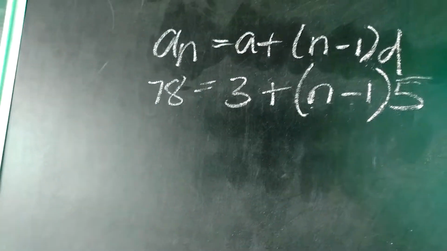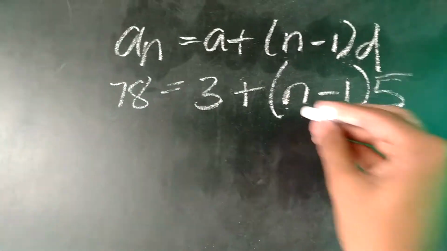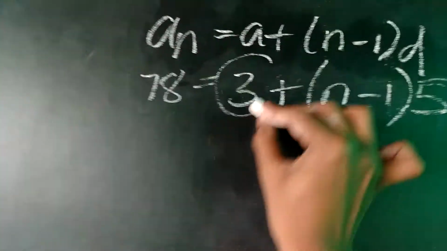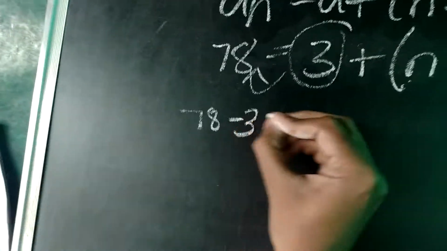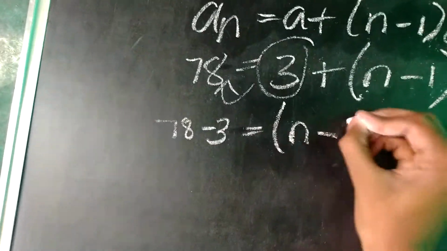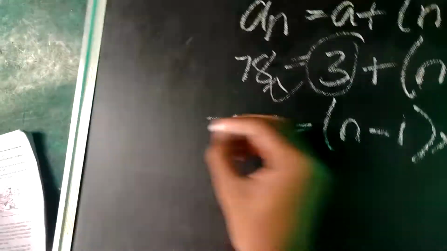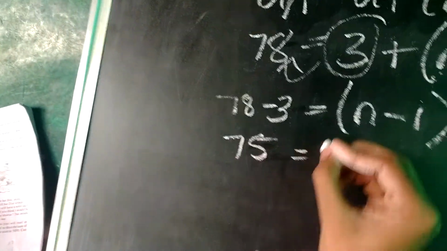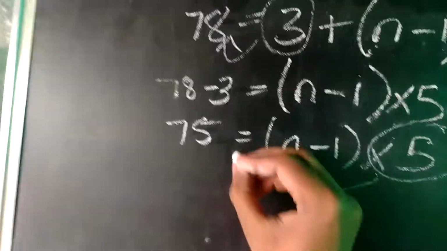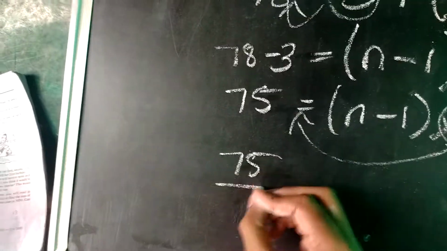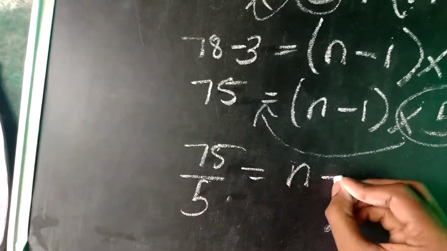As I said in the previous video itself, if in the bracket we don't have numbers, shift this 3 first. I hope you know why we have to do this, from the previous video. Then the remaining all will be the same. 78 minus 3 will give you 75 equals (n minus 1) into 5. Next we have to shift this into 5. If into 5 goes there, it will become divided by 5 equals n minus 1.